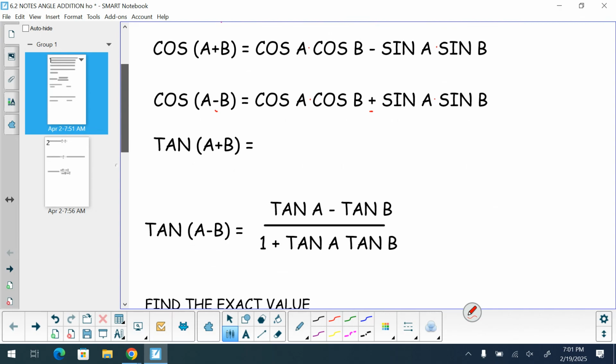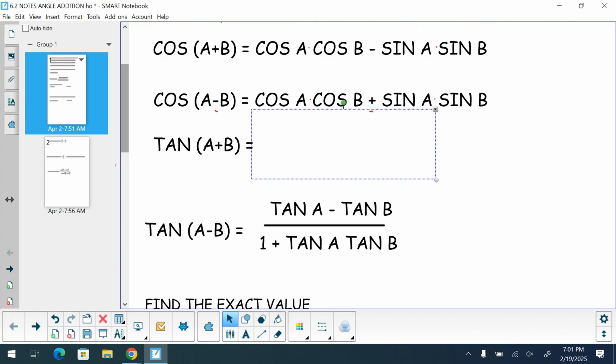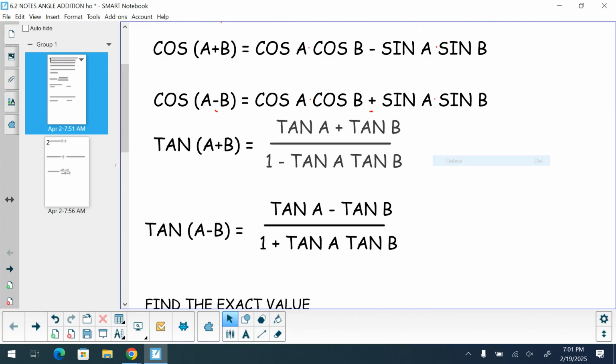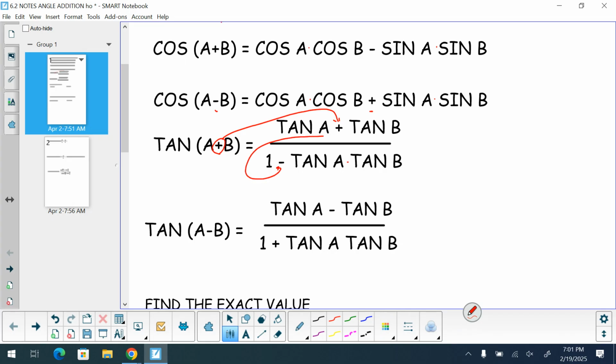The tangent's a little bit more, but I still have all tangents here. The sign here, positive, will trace up to here, so the angles are either going to be tangent A plus tangent B, or if it's subtraction, tangent of A minus B is tangent A minus tangent B. And then on the bottom, we switch from negative to positive: 1 plus or 1 minus tangent A times the tangent of B.